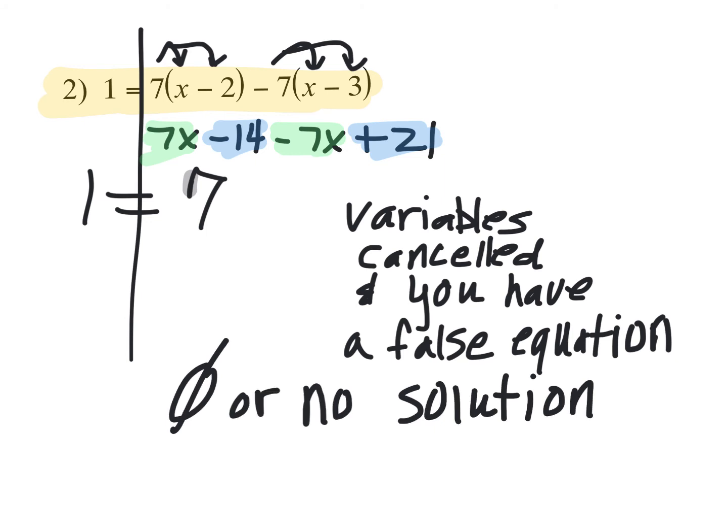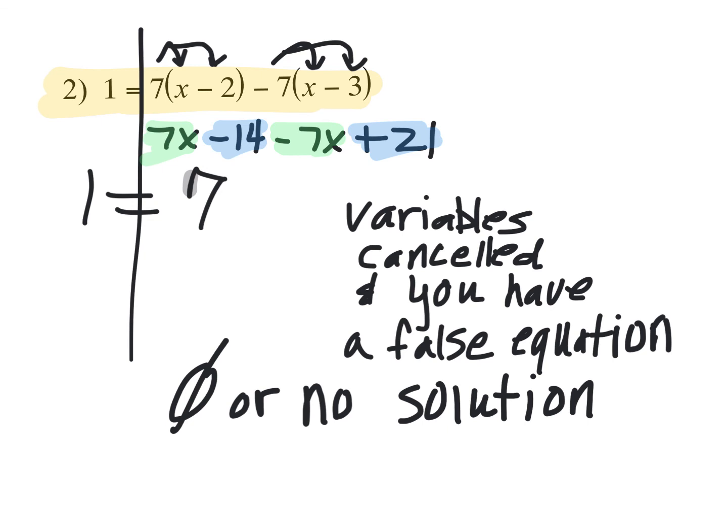So if your variables cancel and you don't have an equation that's true, 1 is never equal to 7. Doesn't matter, all day, every day. 1 is not the same thing as 7. You cannot find a value for x that will work because that equation is not true. So if you have the variables canceled out and you have an equation that is false, that will be a no solution left over.